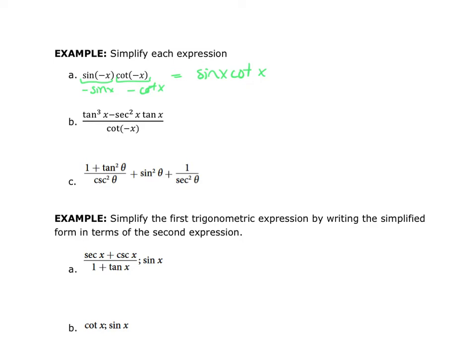On the next one, what we're going to do is we realize that there's a tangent that is in both of those two terms in the numerator. So let's factor out the tangent of x, leaving me the tangent squared of x minus the secant squared of x. Again, I'm going to take the fact that cotangent is odd, so this is going to be negative cotangent of x.